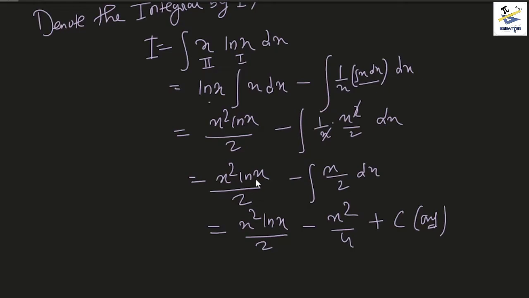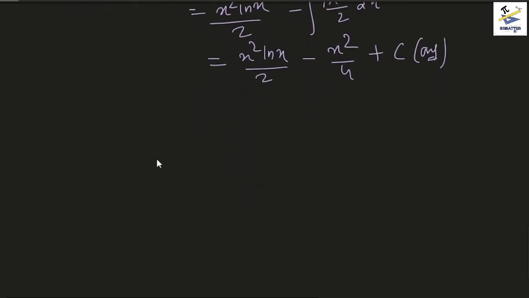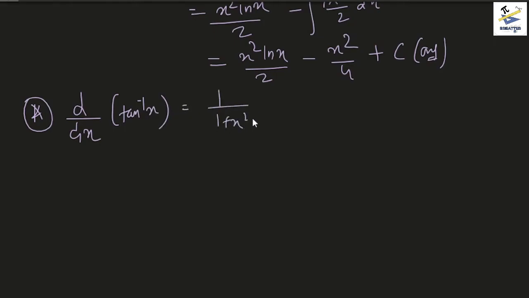So let us try to find out some more problems. For the next problem, what we do need is this: d/dx of tan inverse x is equal to 1 by 1 plus x square. We are going to prove it, but first understand that since the derivative of tan inverse x is 1 by 1 plus x square, this also means that the integration of 1 by 1 plus x square is equal to tan inverse x plus c. Okay, and how do we prove it?